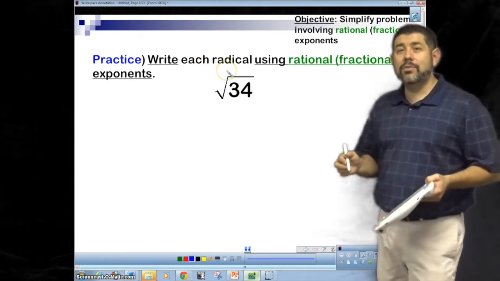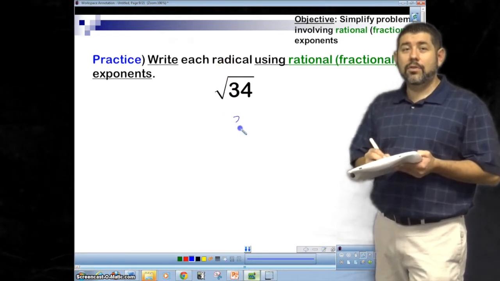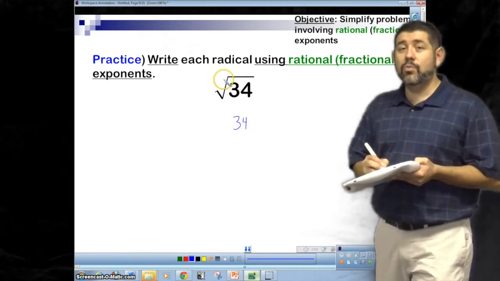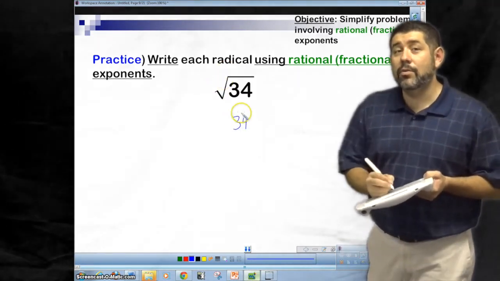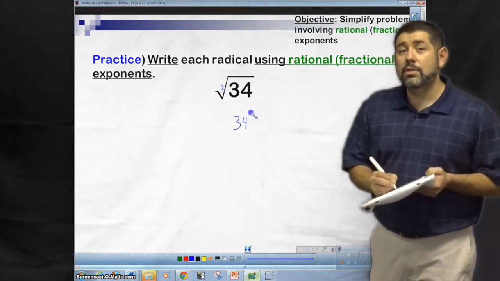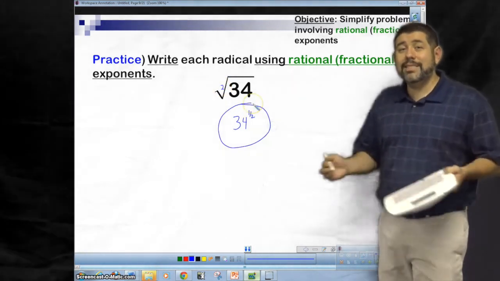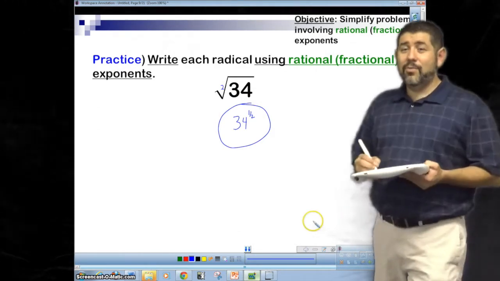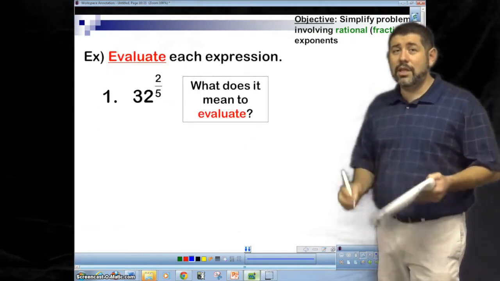Okay, write each radical using rational fraction. Okay, if this is a root, what root is it? It's a square root, right? So it's a 2. So that's to the 1/2. That's it. That's all there is to it. Really doesn't get too much harder, folks. Let's take a look at some other ones.